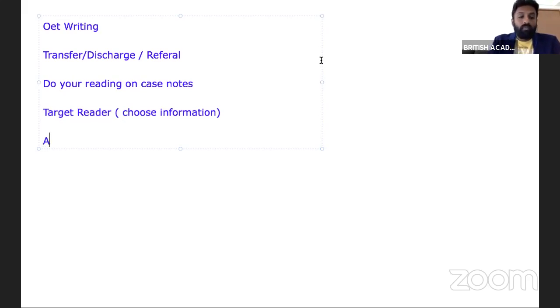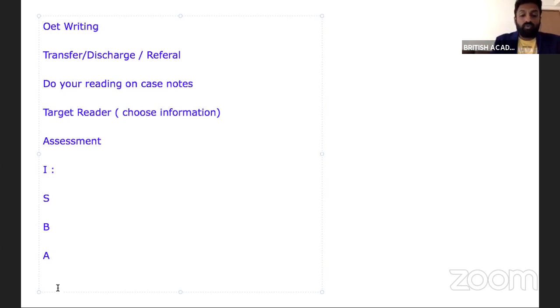Now, apart from this, I want to talk about assessments. Let me tell you what happens in OET writing assessments. There is a criteria which most assessors follow, ISBAR. These five things should be there in your OET writing.